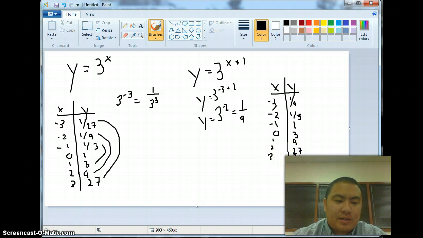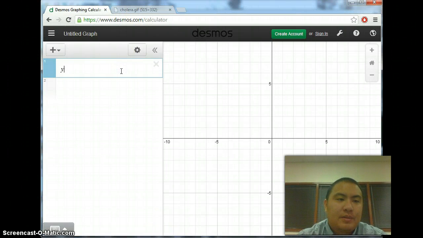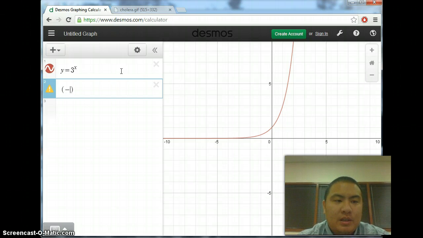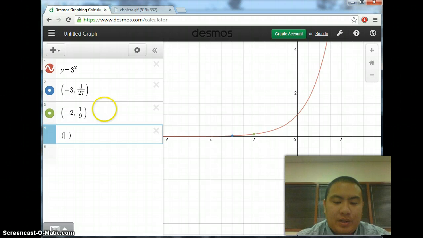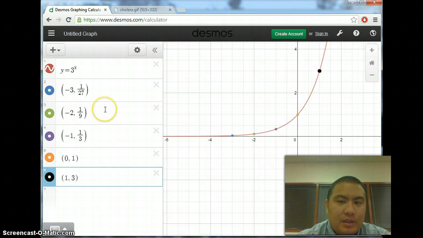Alright, so let's look at the Desmos and check to see what it looks like. We had y is equal to 3 to the power of x. You can look at some points here. Let's look at the points we made. We got negative 3 comma 1 over 27. Yeah, that's right. And then we had negative 2 comma 1 over 9. Yeah, that's right. Negative 1 and 1 over 3. 0 and 1. 1 and 3.